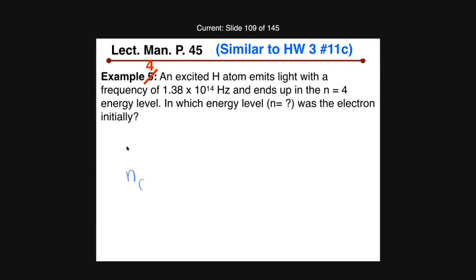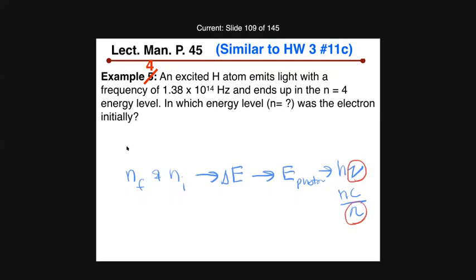So n final and also n initial as well, and you will need to find what the energy gap is. And then you have to find the energy of a photon. Then you can find out either the frequency, or you can find out c over lambda, the wavelength as well. You can find out either frequency or wavelength.